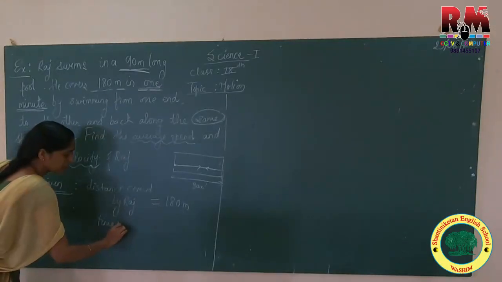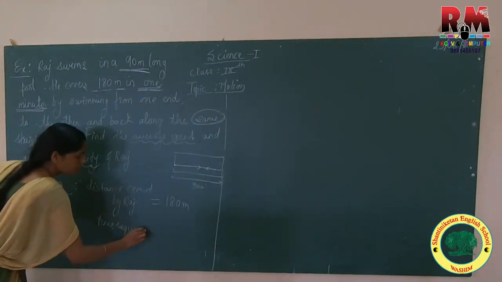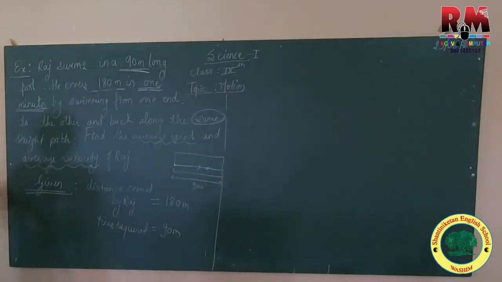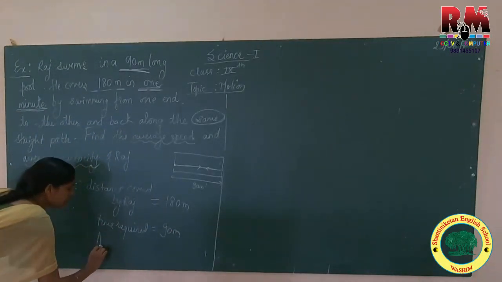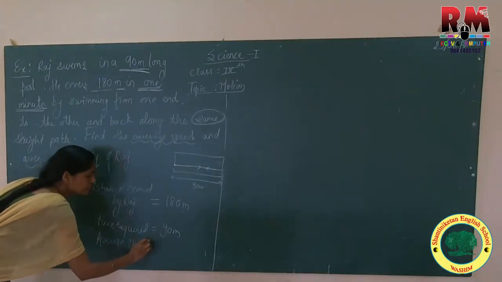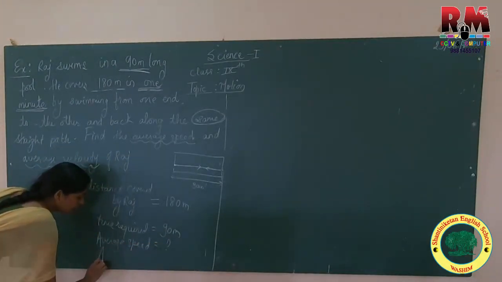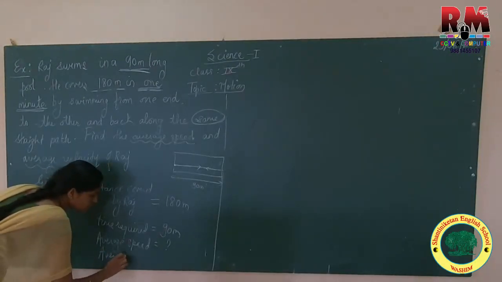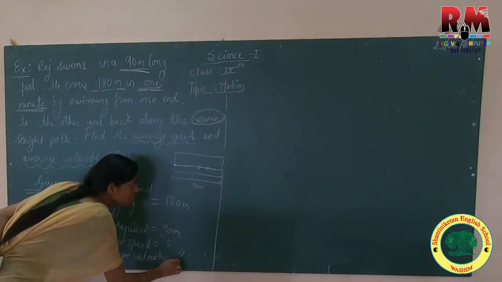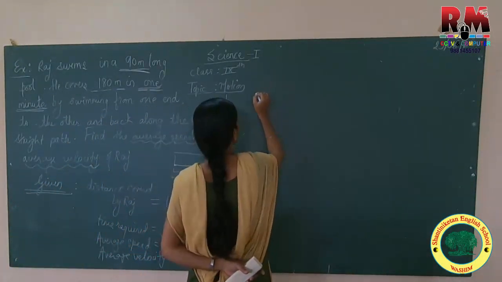Okay. Then for covering this distance, how much time is he taking? Time required, 1 minute. Okay, so what we have to find? Average speed and average velocity. Put a question mark for this. Now we will start the solution.